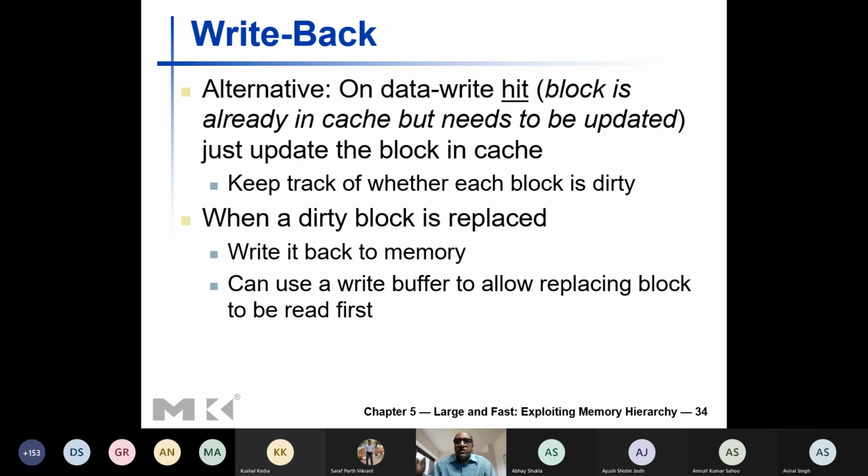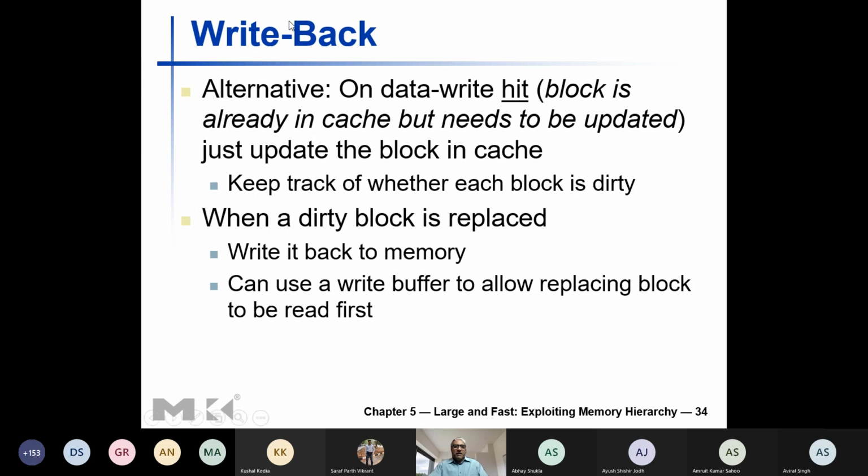And then when you want to replace that block, that means if the cache is somewhat filled up and you want to bring some new block, but there is no space, some block has to be removed. At that time, suppose you pick the block where the dirty bit is set to 1. So it has to be saved onto the main memory also, because that particular block has been changed, but you have not written that into the main memory. So using this dirty bit, when you are replacing a block, this particular block has to be written back into the main memory.